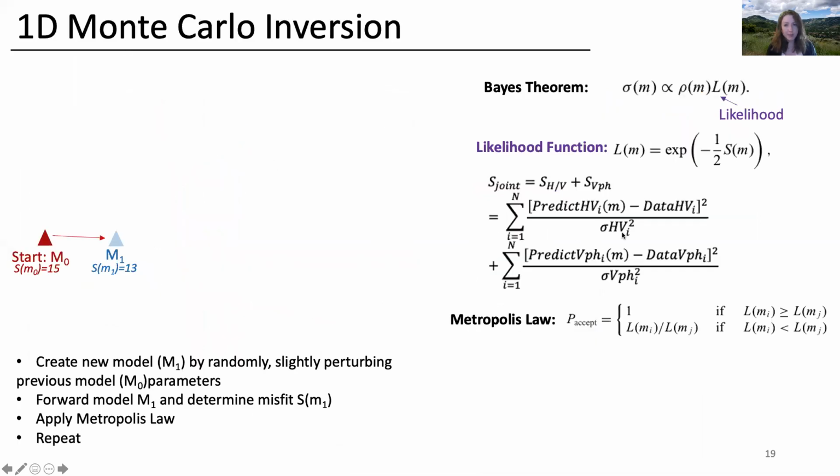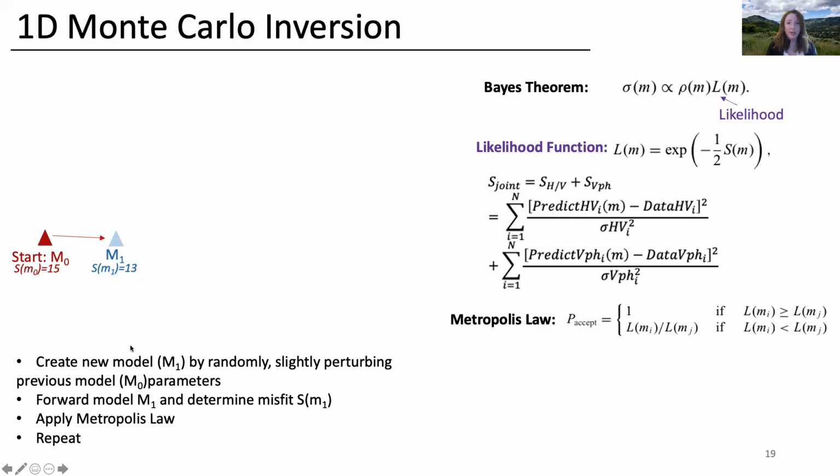We walk through the model space using the Metropolis law, which uses the likelihood function to determine the probability of acceptance, where we accept a newly generated model if it has higher likelihood or lower misfit. And a certain percentage of the time, we randomly decide to keep a model with higher misfit in order to avoid becoming stuck in a local minimum. That's all a bit technical, so what are we really doing? From our starting model M0 with a high misfit of 15, we create a new model M1 by slightly randomly perturbing the parameters that make up M0, as previously shown, which creates our prior distribution.